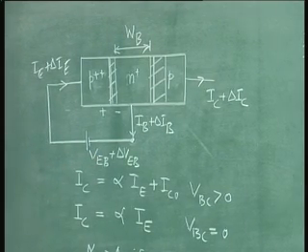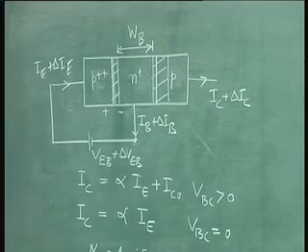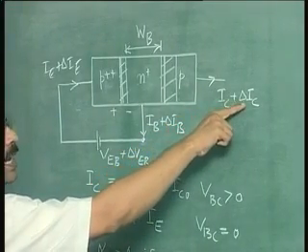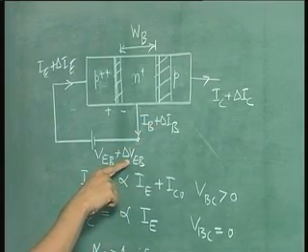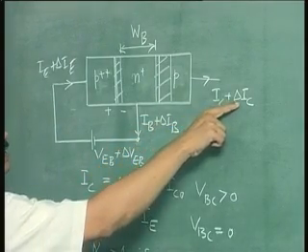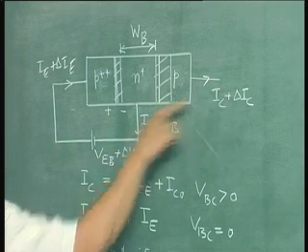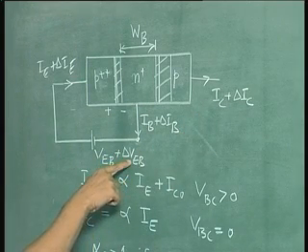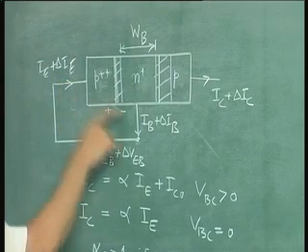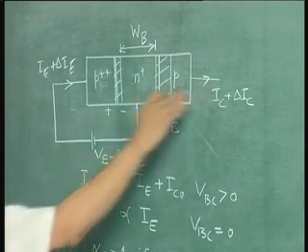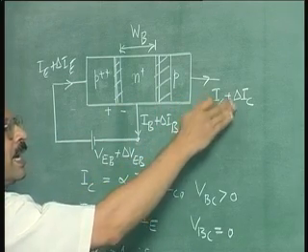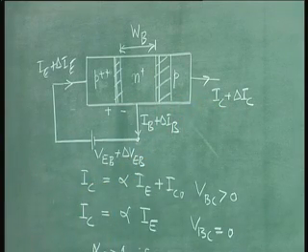So first step of amplification is to relate this change in collector current to the emitter base voltage. Let us see what is this change, delta IC, in response to delta VEB. We can then build up other changes also, that is delta IB and delta IE. And then we will see how this change in collector current can help us to achieve the amplification.